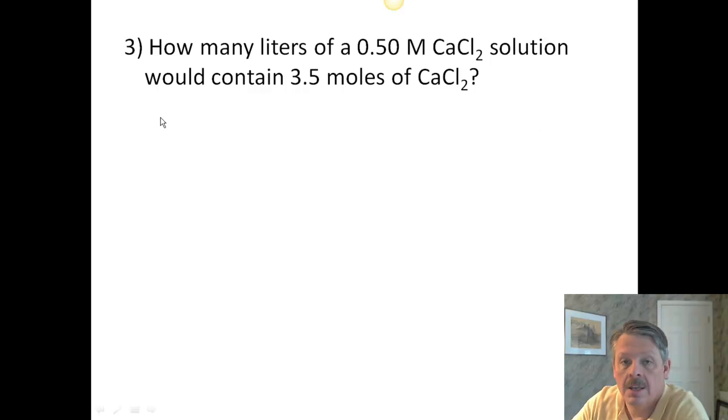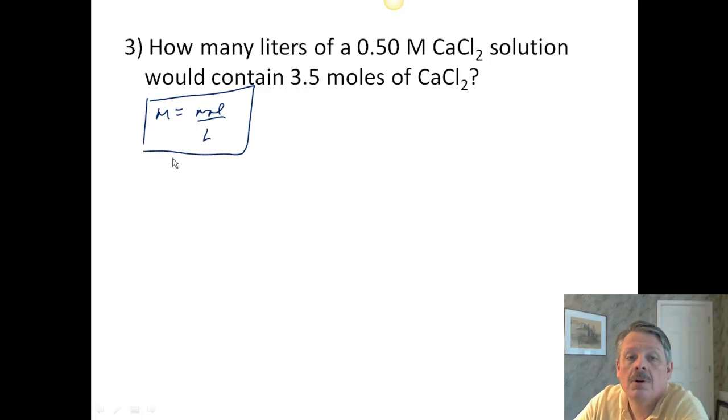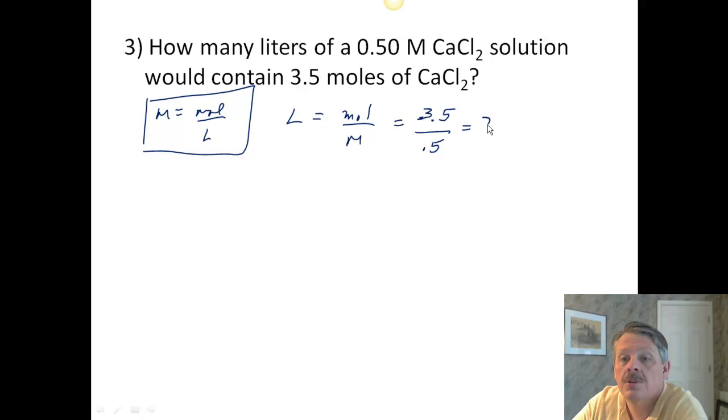So it really isn't as complicated as it might look. Again, molarity equals moles per liter. And guys, you'll notice I write this down every time. You say, well, why does he do that? It's because I don't memorize stuff. I know this, but now how do I solve for liters? Every single time I'm going to work it out. Liters are moles divided by molarity. So it's 3.5 divided by 0.5. So that's going to give me 7.0 liters.